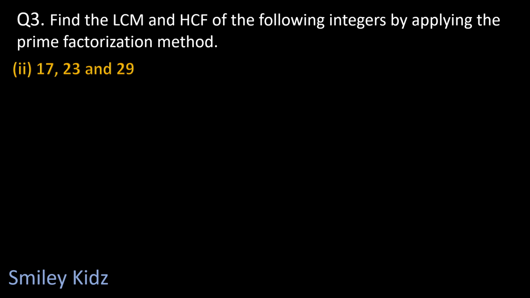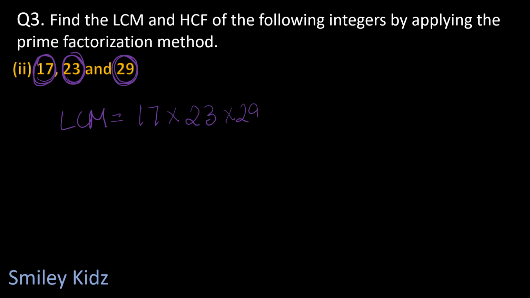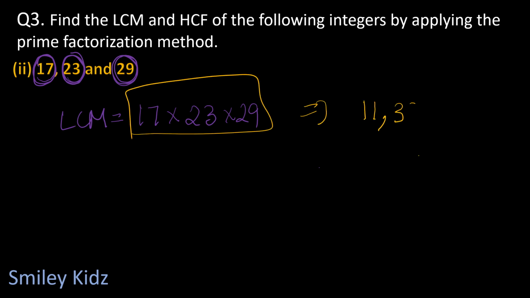Well, look at this. All the given numbers, that is 17, 23 and 29, are prime numbers themselves. So we know that LCM will be the product of all the numbers: 17 times 23 times 29. Now what is this product equal to? It will be equal to 11,339. And come on, I need not tell you about the HCF of these numbers.